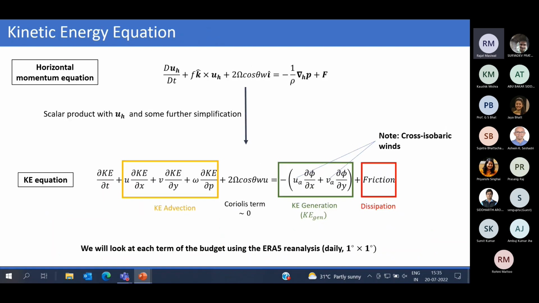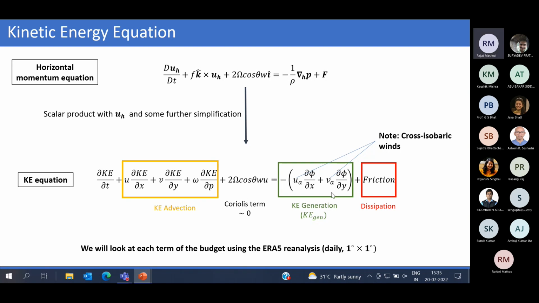Coming to the equations, we start with the horizontal momentum equation. Here U_H is the horizontal velocity vector. We take the scalar product of this equation with the horizontal velocity vector again and do some further simplification to arrive at the kinetic energy equation. Here we have the temporal tendency of kinetic energy. This kinetic energy is the horizontal kinetic energy given by (u squared plus v squared) by 2. And the second term in this orange box is the advection of kinetic energy. The third term, the Coriolis term, is small, and we will not talk about it after this.